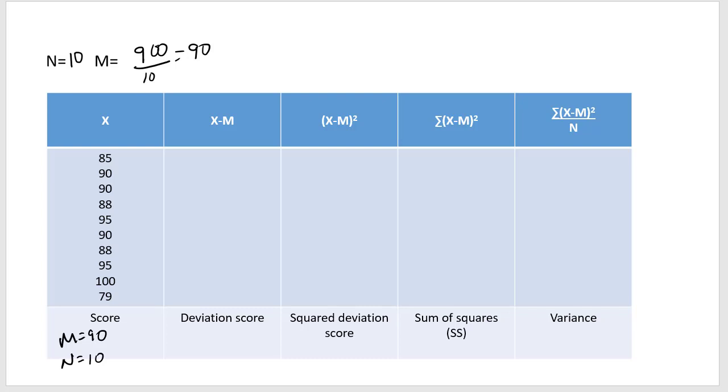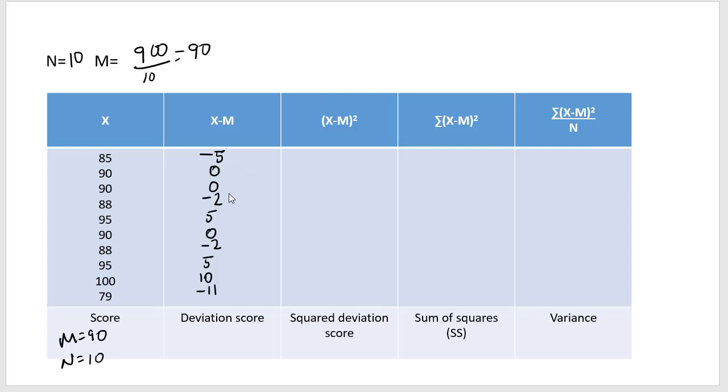So the next step is to find out what our deviation scores are by taking all of our scores and subtracting the mean from them. So 85 minus 90 is negative 5. 90 minus 90 is 0. 90 minus 90 is 0. And I'm just going to go ahead and fill these in. 5, 0, negative 2, 5, 10, negative 11. So these are our deviation scores. These are how far each of our scores deviate from the mean.